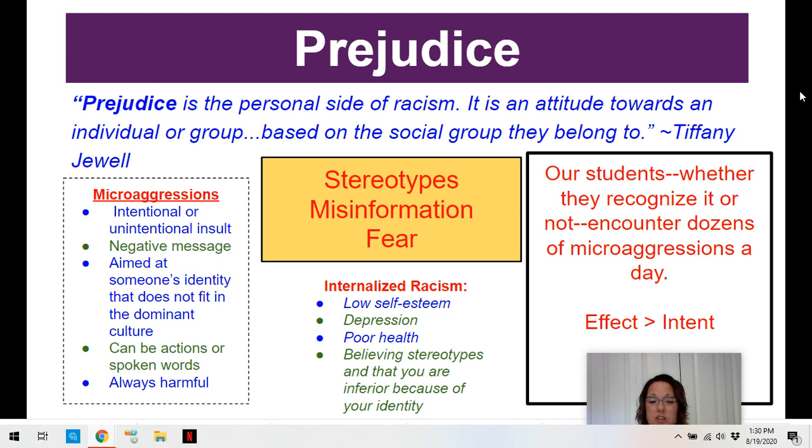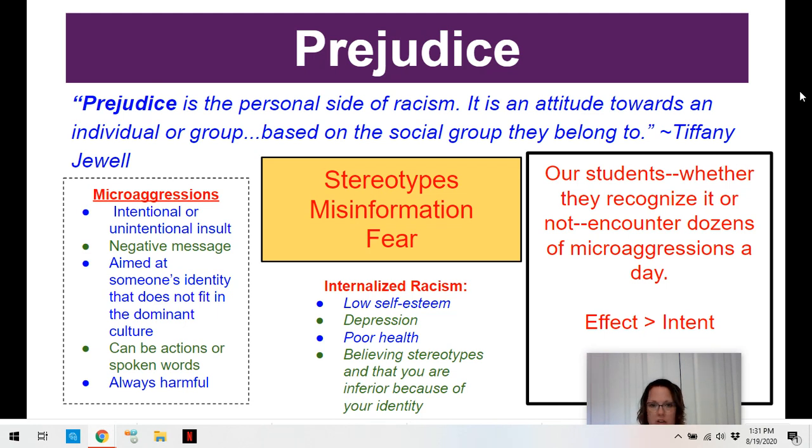They can be intentional or unintentional as an insult, but they're aimed at someone's identity that doesn't fit in what we're talking about today, that doesn't fit that white dominant culture, the default being white. And they're always harmful. Even if we say, well, I was just kidding around, I didn't mean anything by it, it still can be harmful.